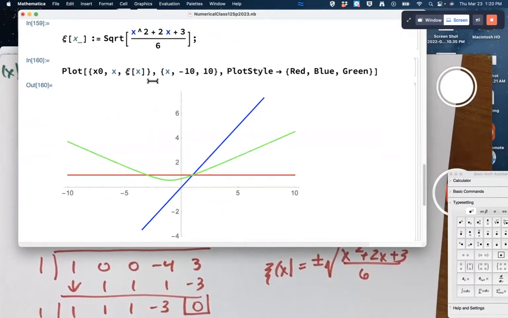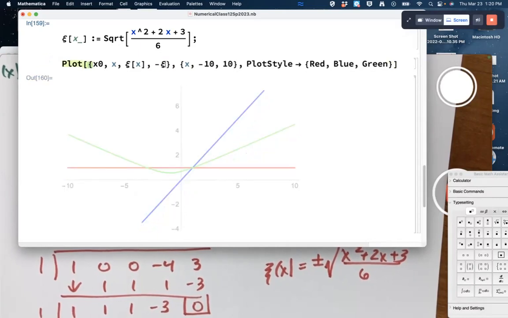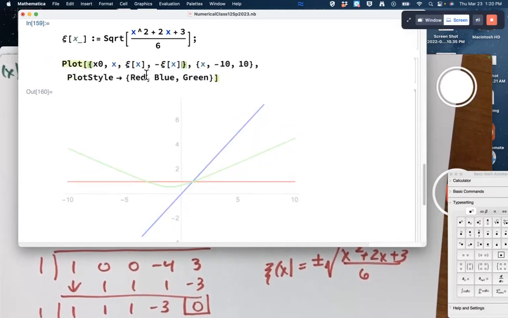Xi of x is the green graph. It's between the red and blue graphs. It's between x0 and x. Certainly when x is bigger than 1, and when x is between 1 and maybe negative 3 or so. But once x is less than negative 3, it doesn't seem to work anymore. Oh, well, maybe that's because it's negative xi of x that works in that case. And by that, I mean the negative square root, which you could also call xi of x.